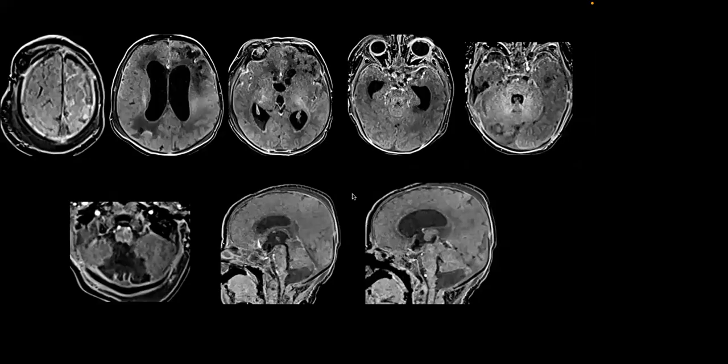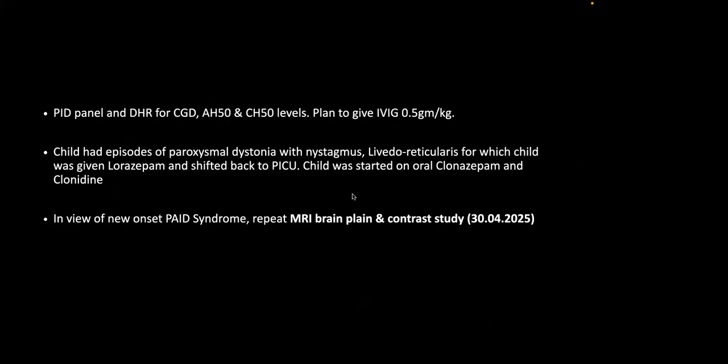Yeah, I think these are the main findings, and then PID panel was... Harika, over to you. Because of early onset CNS infections and also a persistent progressive neurological course, an immunological workup was done, where the PID panel and DHR are negative. The child was initially given IVIG in view of suspicion of immunodeficiency, but now the child is still continuing to have this paroxysmal dystonia with nystagmus, for which symptomatic treatment is going on.